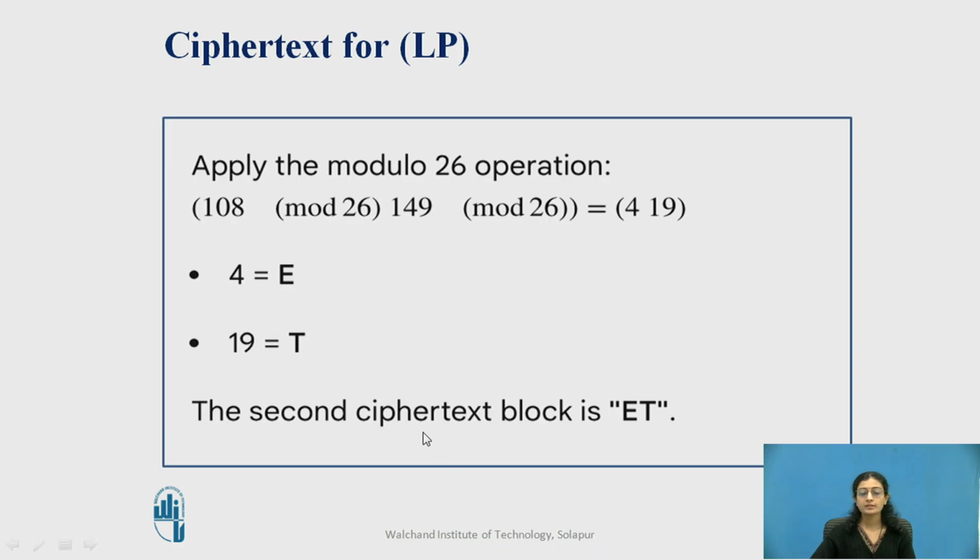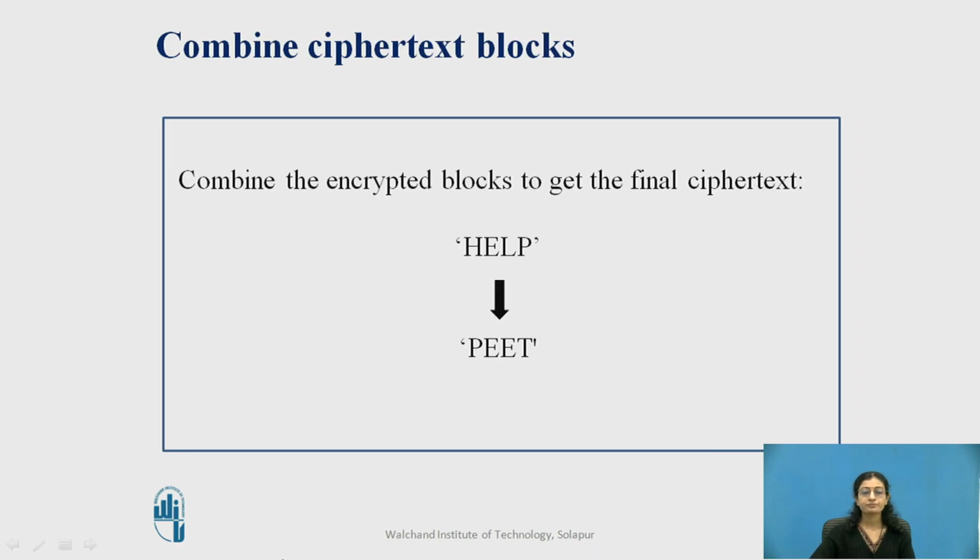Now we similarly apply the modulo 26 operation on the values 108 and 149. The answer we got is 4 for 108 mod 26, which corresponds to the letter E, and 19 is the answer for the mod 26 operation on 149, which corresponds to the letter T. So the second ciphertext block is ET. Now we have to combine both the encrypted blocks to get the final ciphertext. For HE, the first digraph.